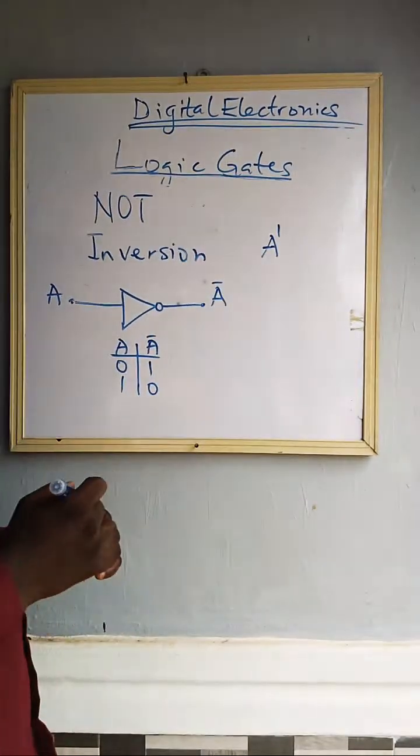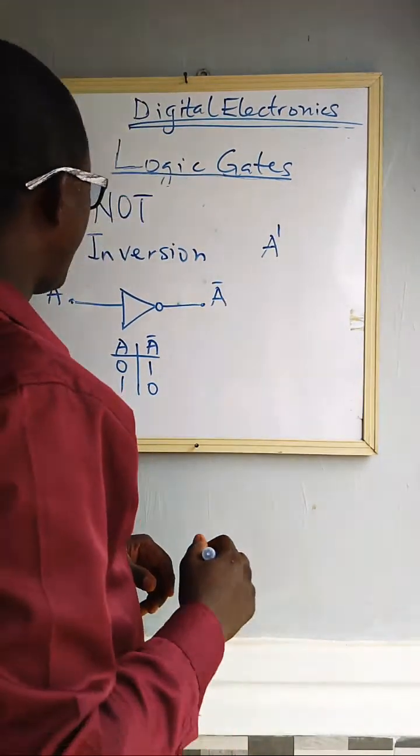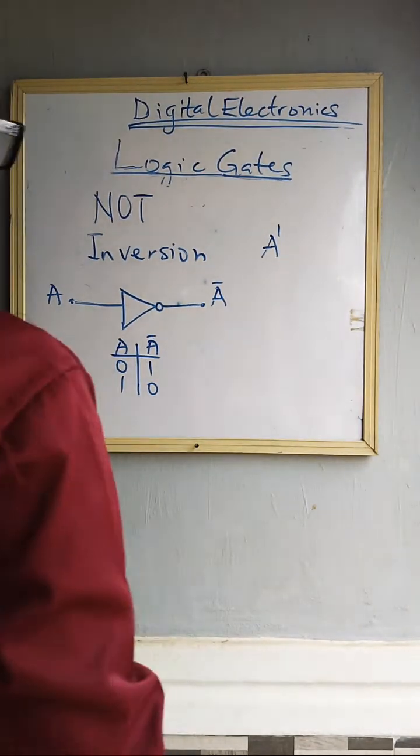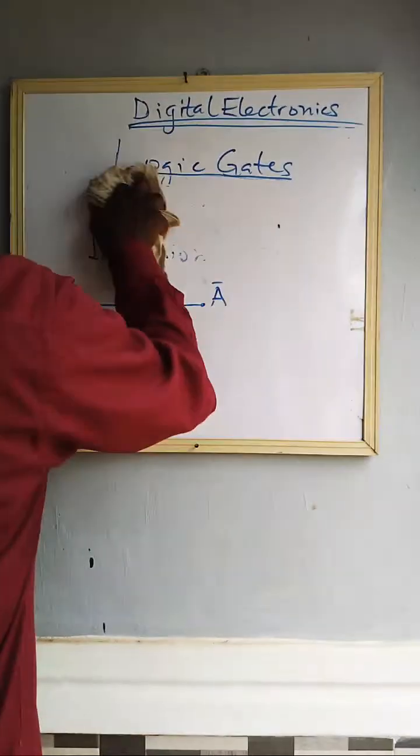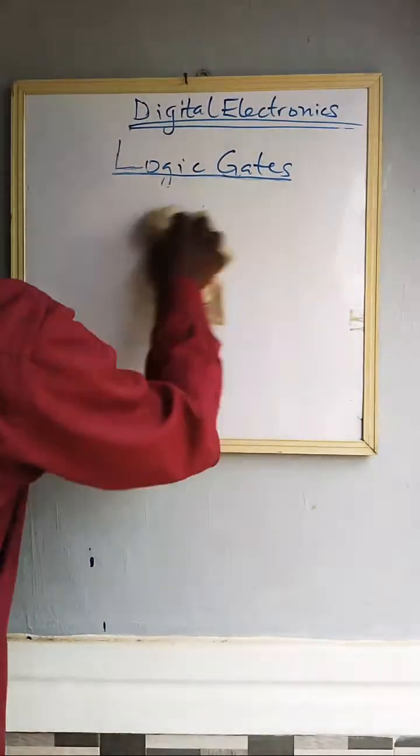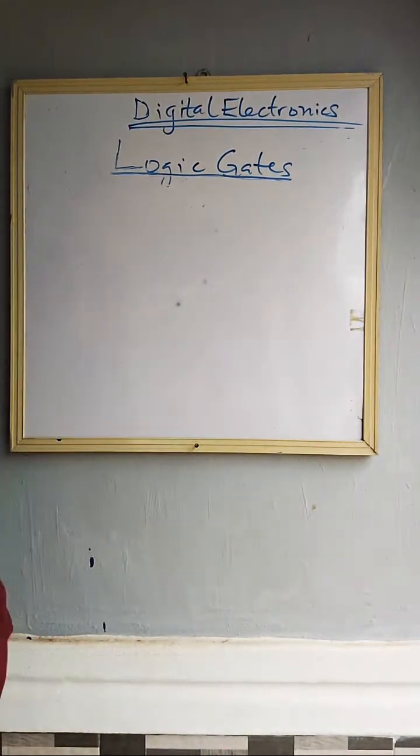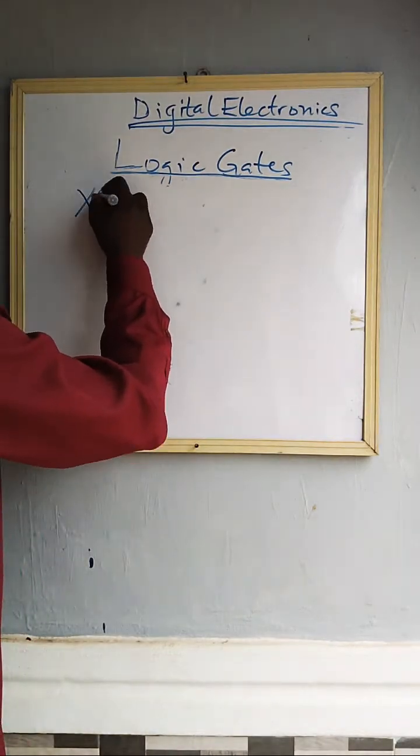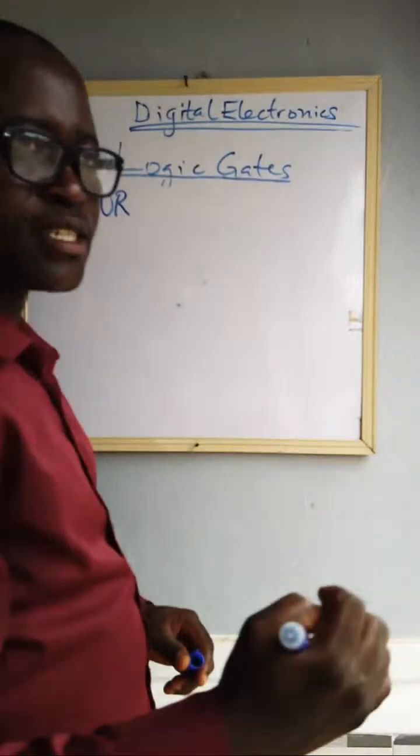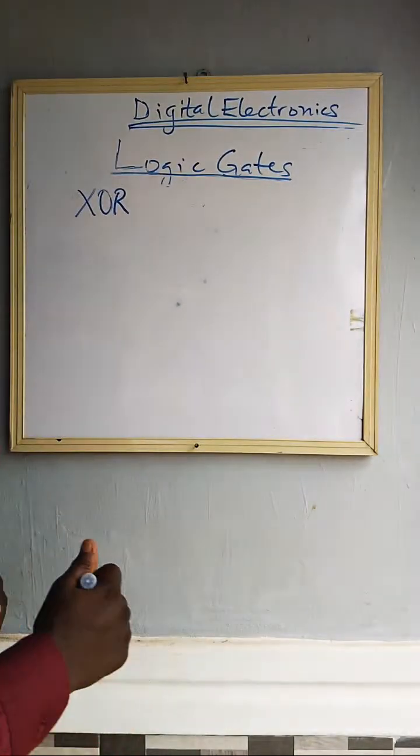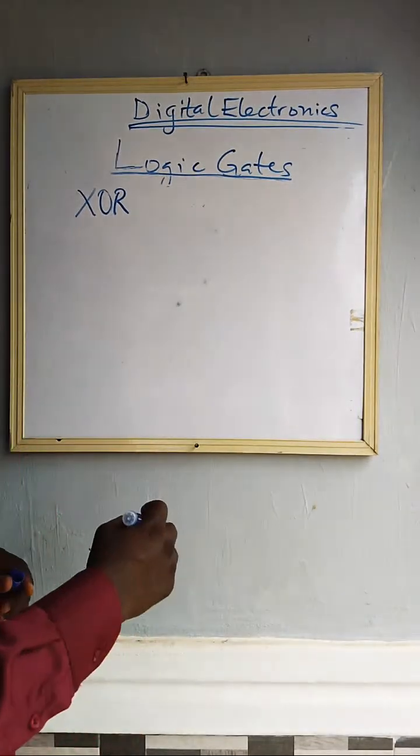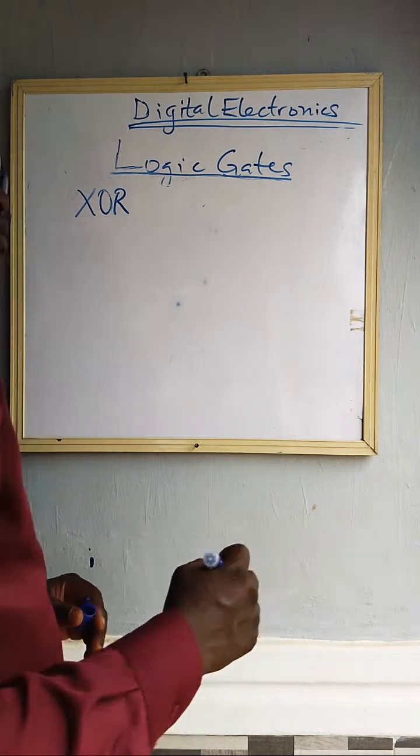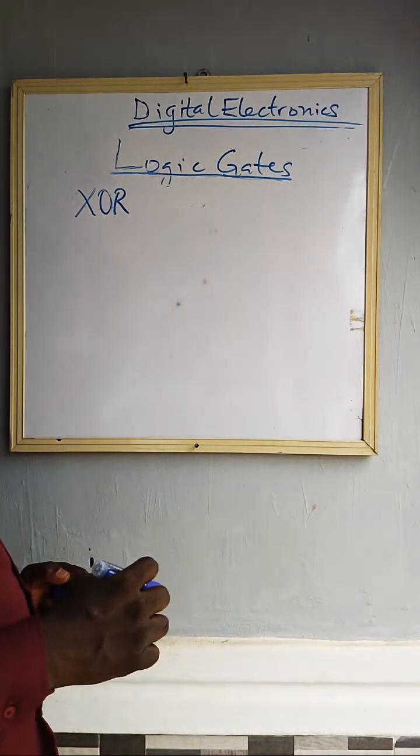That is the XOR gate. Let's look at the XOR gates. We have looked at OR gates, we have looked at NOR gates. Now, XOR. XOR is a very interesting gate. Basically, it's an OR gate that doesn't take multiple high inputs.